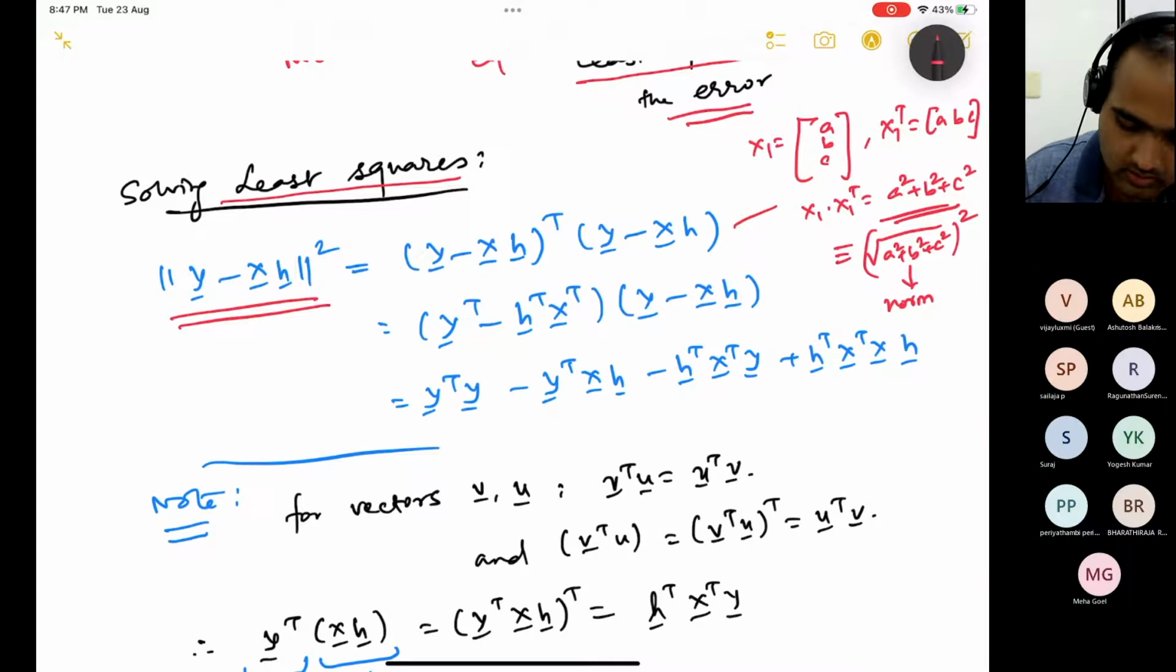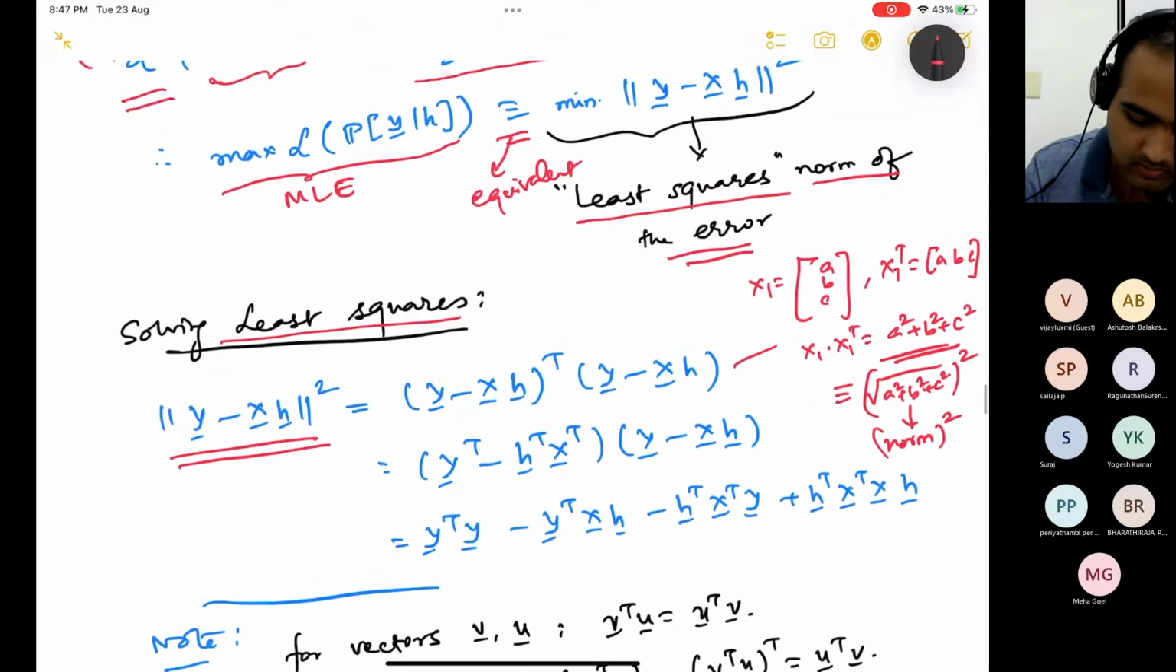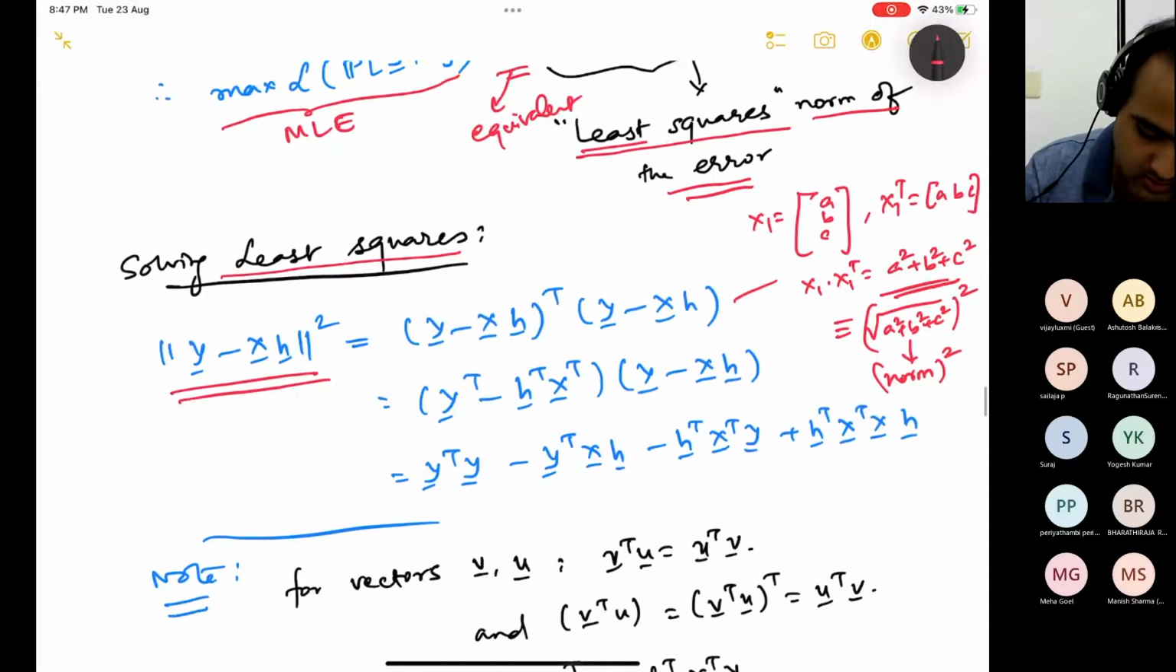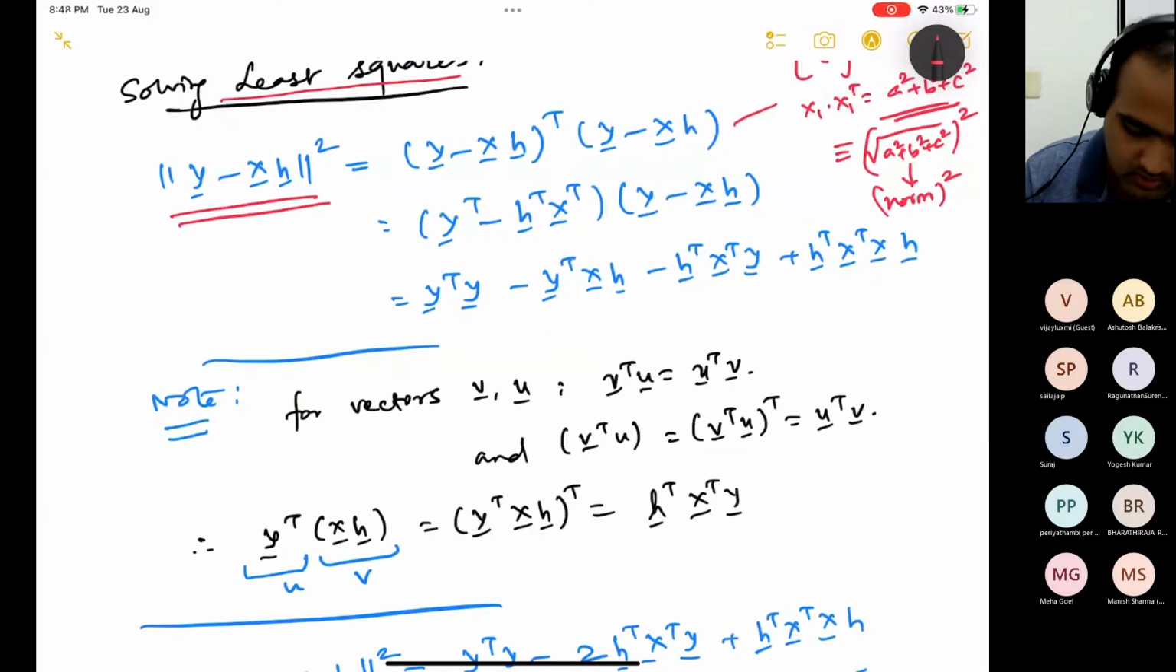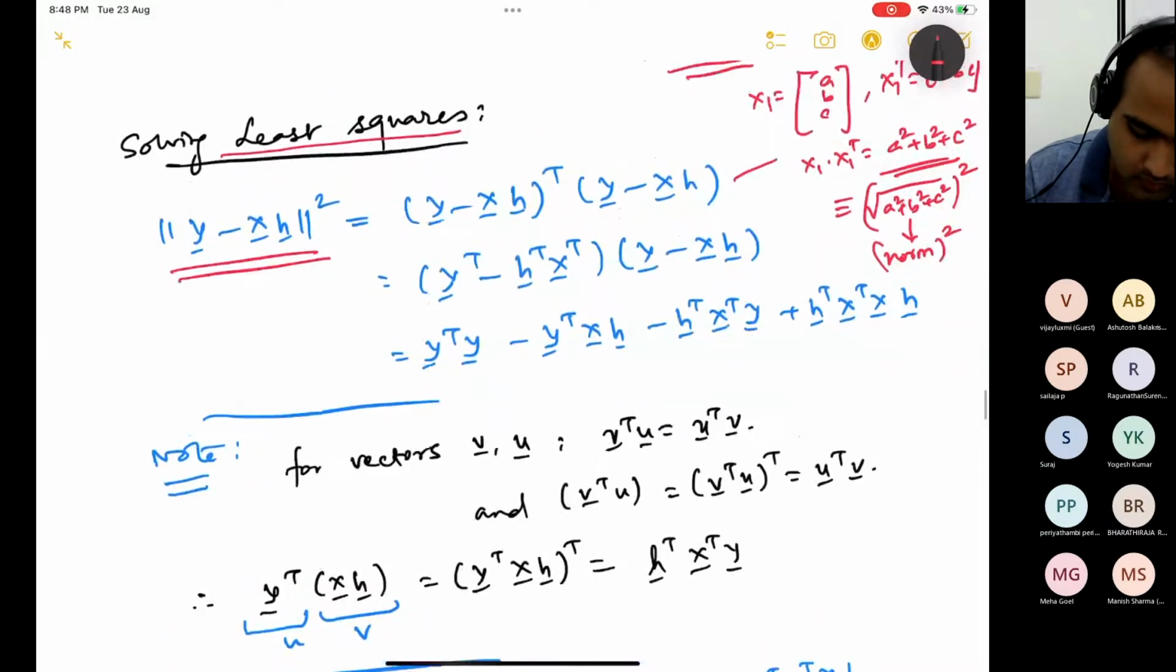This is called the norm operator, and if you are squaring the norm, that is why it is called least squares. The minima represents the least, and squares is the squaring of the norm, right? So that is why it is called the least squares estimator or least square operator.